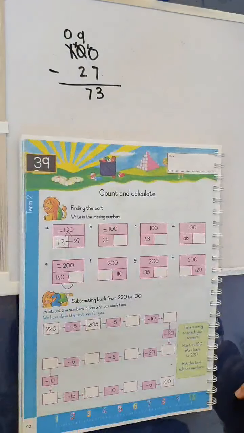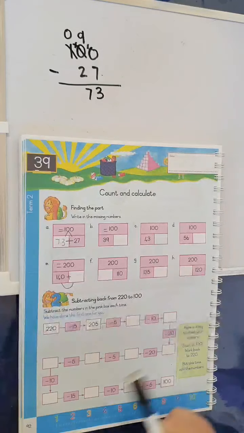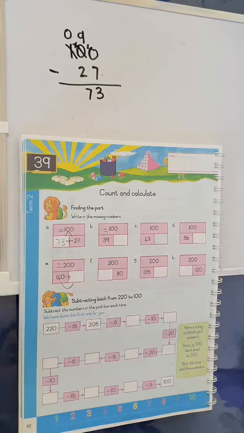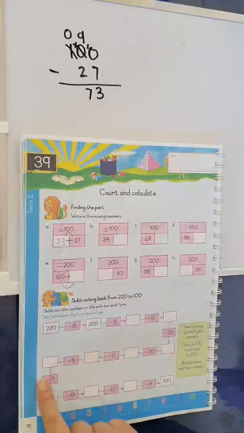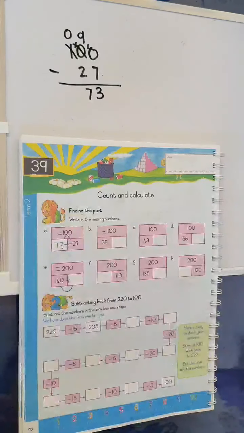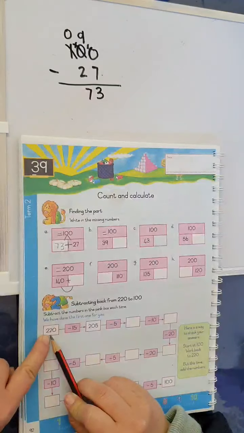Okay, bottom part of page 92. Subtracting back from 200 to 100. Subtract the numbers in the pink box each time. We have done the first four. We have done this as well. It's that train going all the way. Now remember, here we have 220.